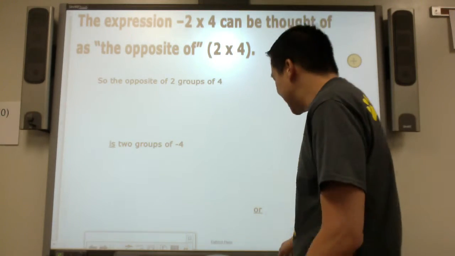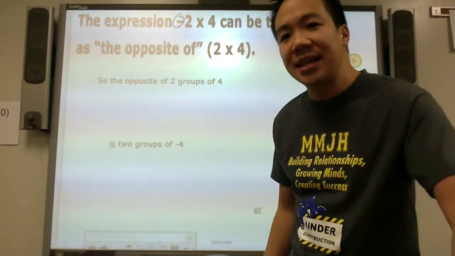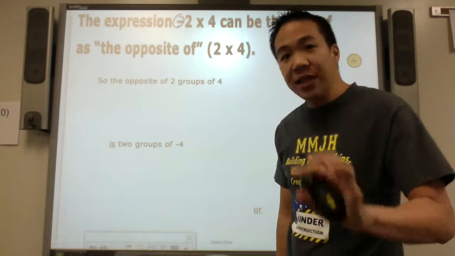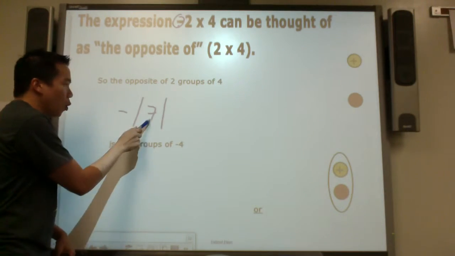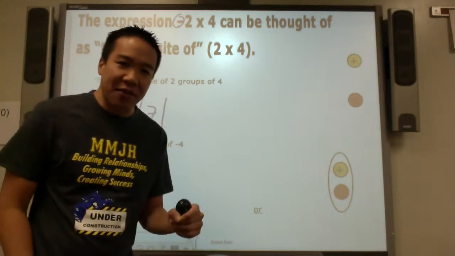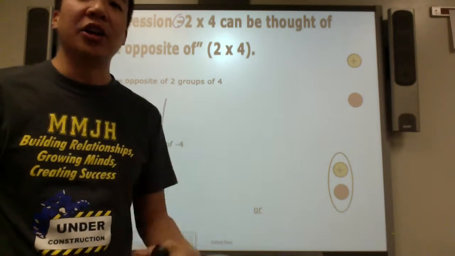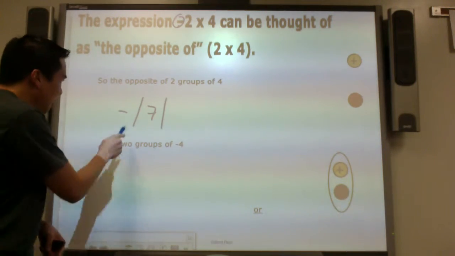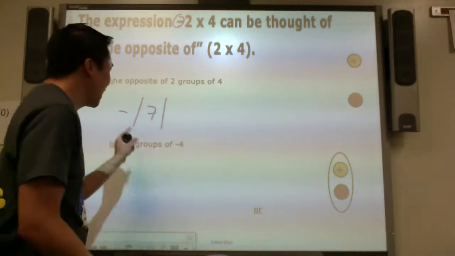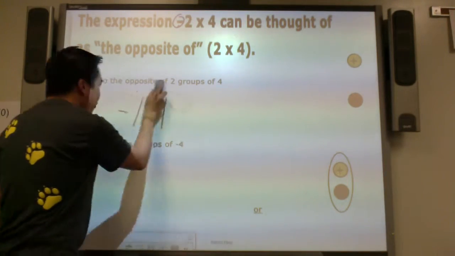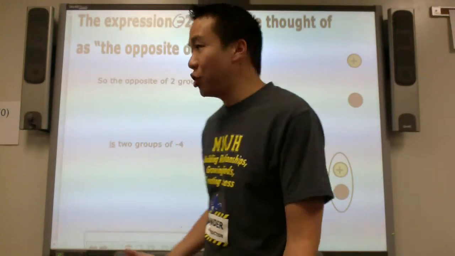So this negative on the outside means opposite of. You've seen this before. Remember these examples? What is the absolute value of 7? How far is 7 from 0 on the number line? 7 units. This negative means take the opposite of that answer. So that's negative 7. So hopefully I'm jogging your memory.